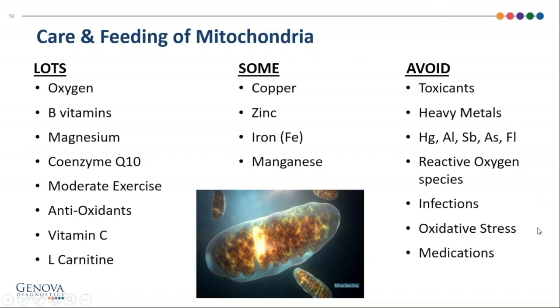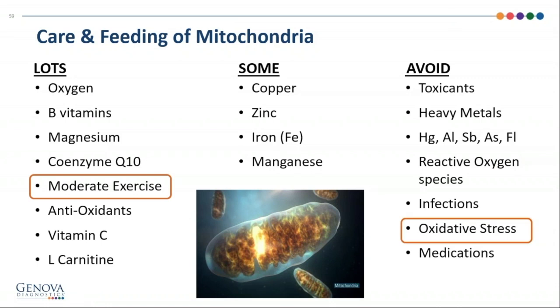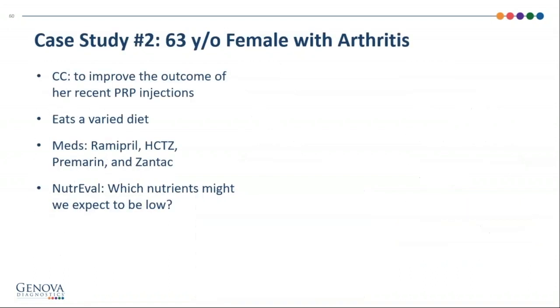The mitochondria doesn't like this. This is the care of the mitochondria. They don't like these things. They like lots of this, but remember, it's moderate exercise, not excessive exercise, because that causes oxidative stress. And they like some of the center. You don't want too much of those things. Too much iron can be a mitochondrial toxin, as well as manganese can.